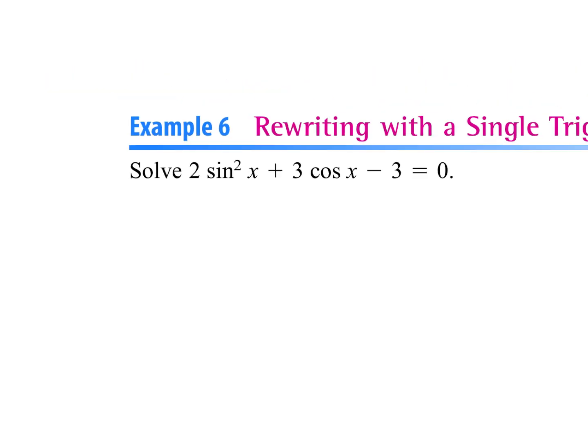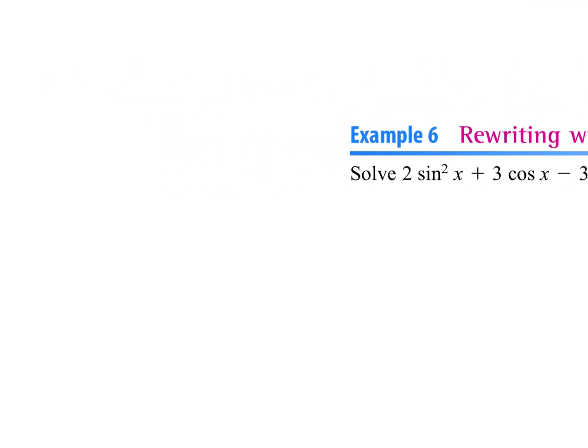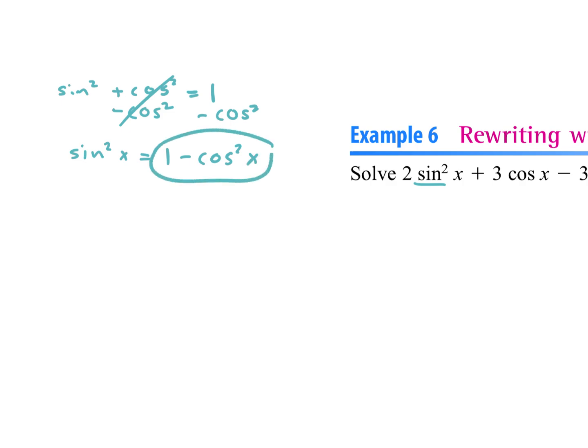We're going to use our identities. So our identity that involves sine squared is sine squared plus cosine squared equals 1. So I want to find what just sine squared equals. So I can subtract cosine squared, move it to the other side. So sine squared equals 1 minus cosine squared. So I'm going to take this 1 minus cosine squared and replace the sine squared with it.